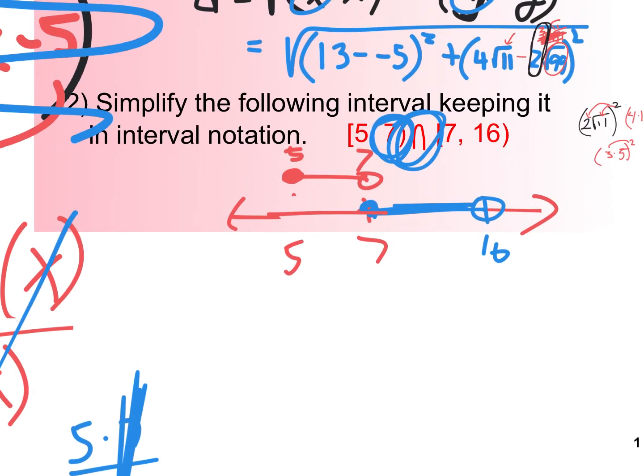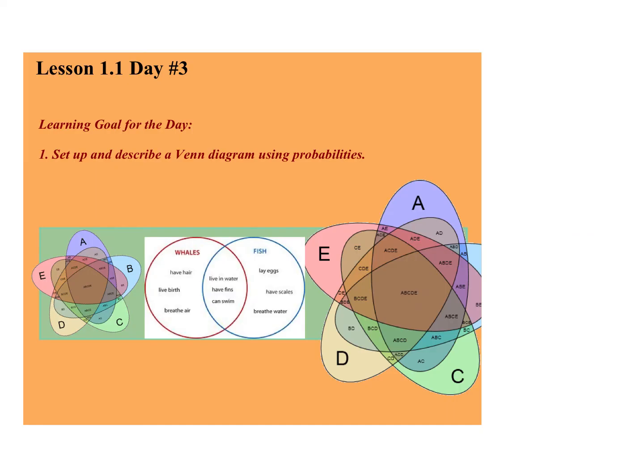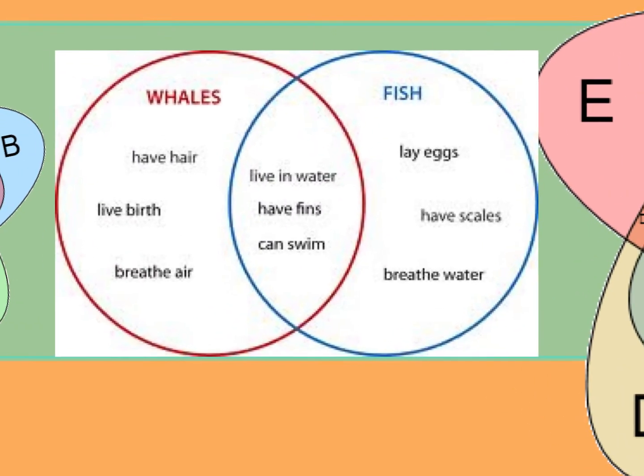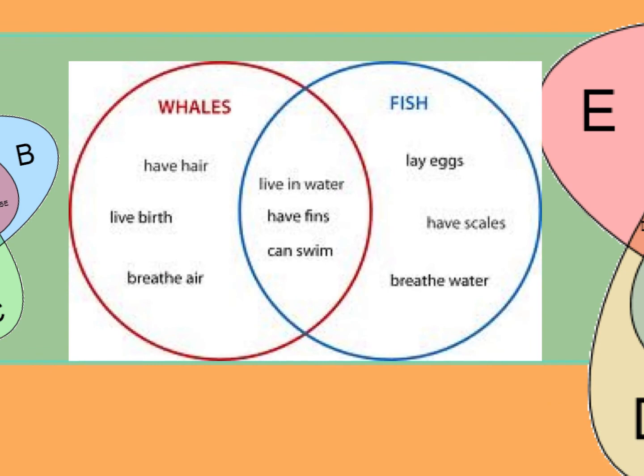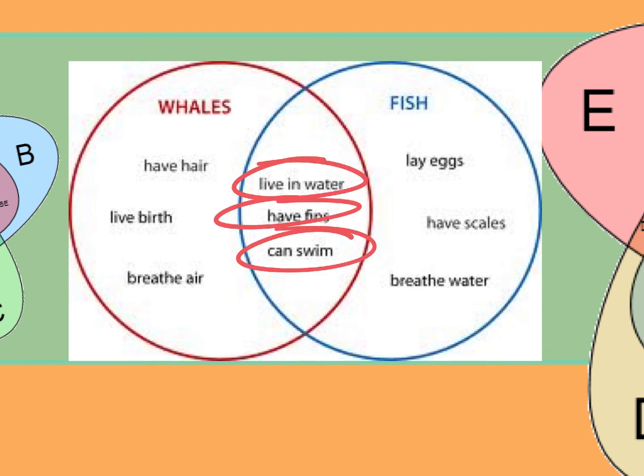All right, move on. We're talking about Venn diagrams. These are examples of Venn diagrams. A lot of people think whales are fish. They are not. Both whales and fish live in water. They both have fins, and they both can swim. But whales have hair? Yes, they do. They have live birth. Fish don't. They have eggs. And they breathe air.